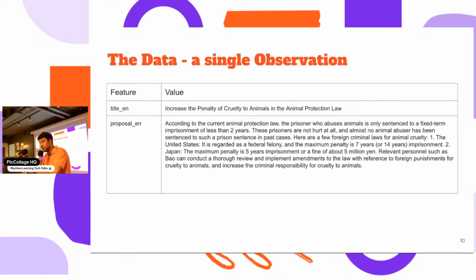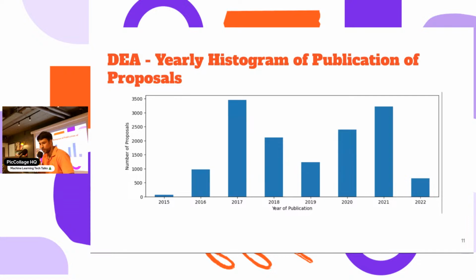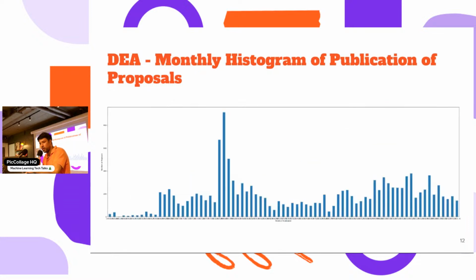This proposal was, for example, about increasing the penalty of cruelty to animals in the animal protection law, which we later talk about again. And this is the observation time frame. We started collecting from 2015 to 2022. There's a small variation in proposals submitted each year, and this is the monthly proposals.